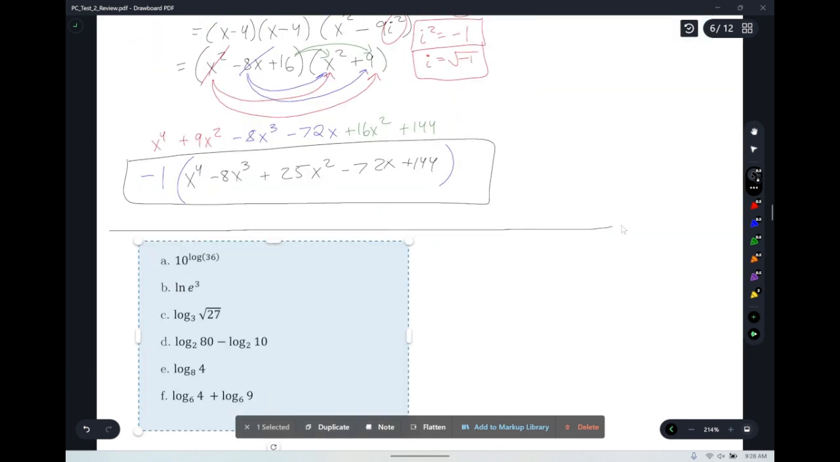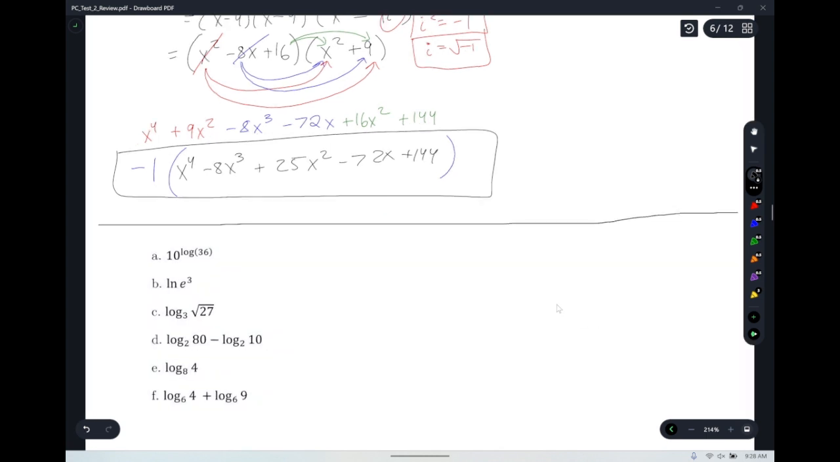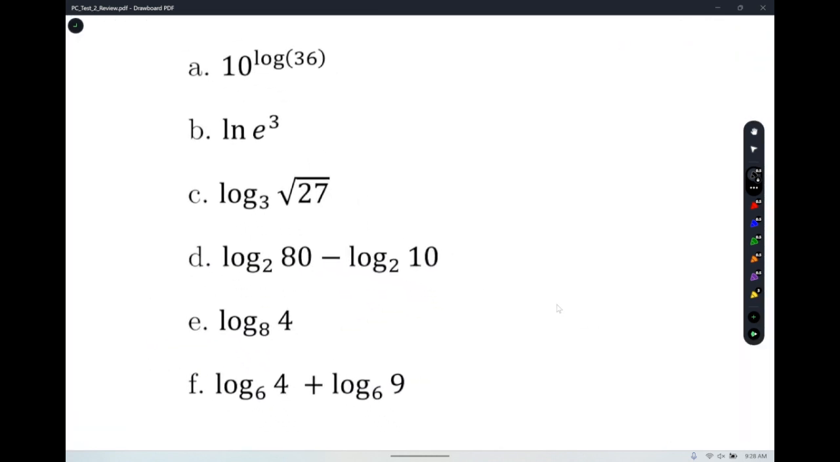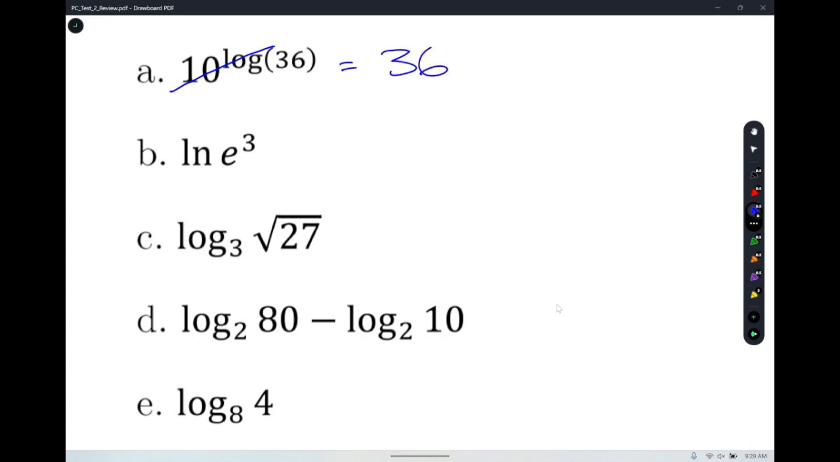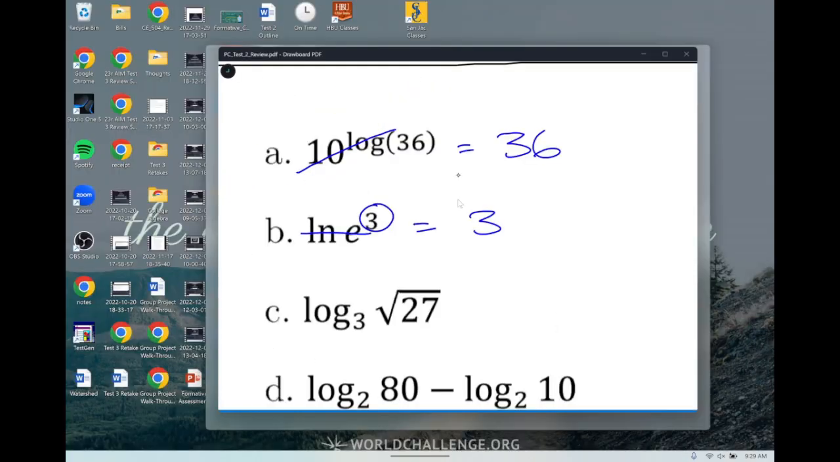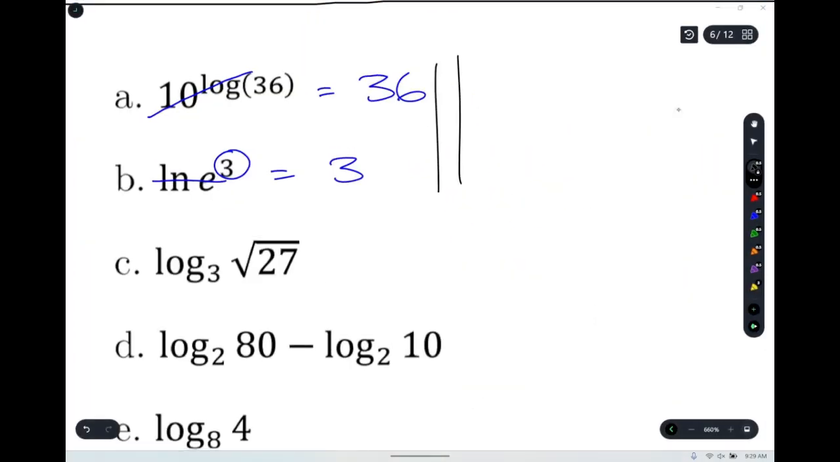All right. What are we looking at? We are looking at some logs. And this is straight up properties of logs. What does 10 and the log do to each other? Boom. Every time. You're left with? Done. Don't make it harder than it has to be. What does ln and an e do to each other? Boom. What are you left with? Done. Let's do the reverse of those two just because maybe you'll see it. What do you think the reverse of those two situations would have been?